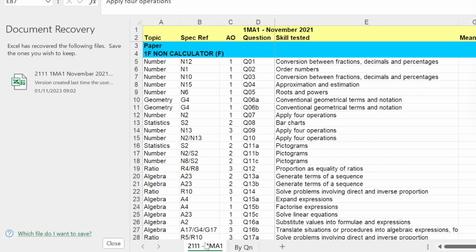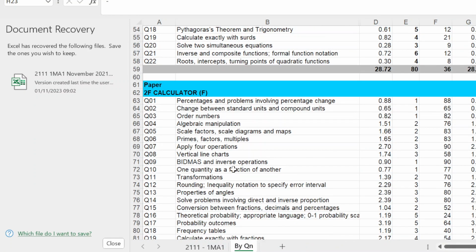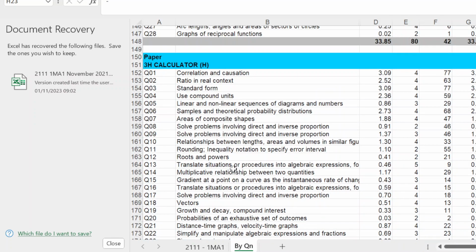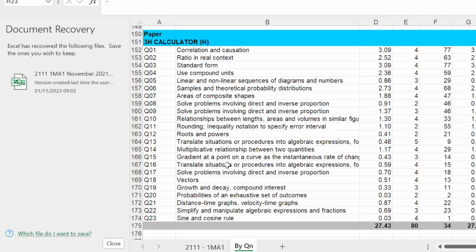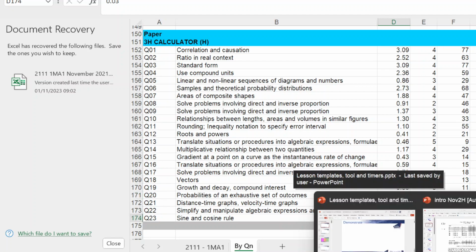So the skills map for this paper will be linked to the description and to the chapter titles. But those are your 23 questions. If you particularly struggled with, for example, question 13, that's translate situations of procedures into algebraic expressions. Those will be the chapter headings for this paper. The most complicated or lowest marked questions on that paper were question 20 and question 23.